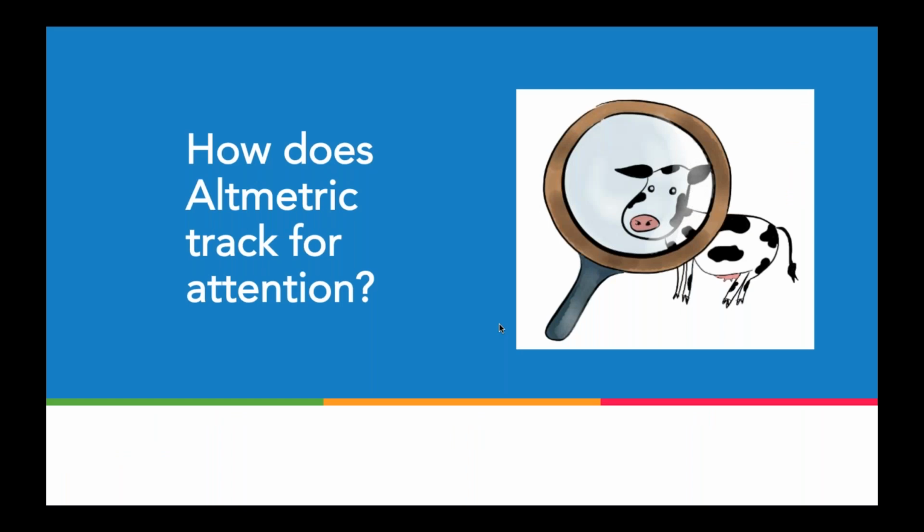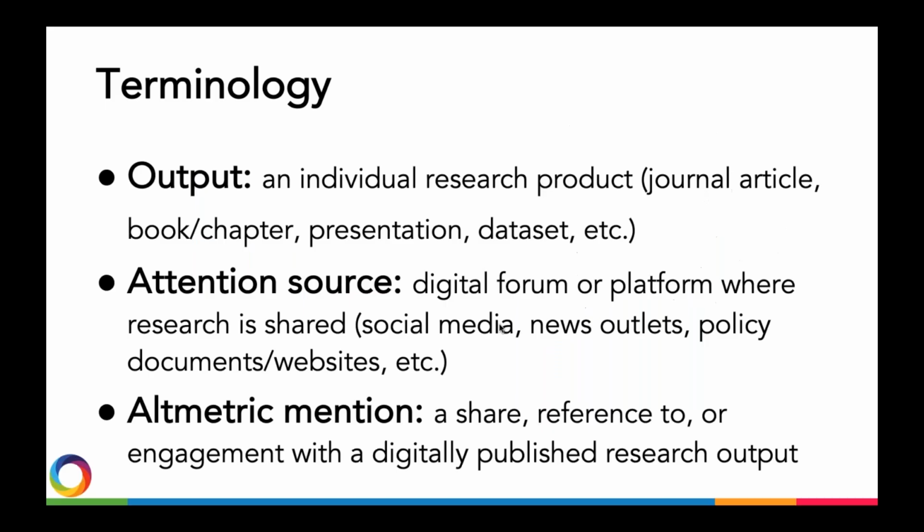So how does Altmetric actually track for this kind of attention? First of all, I think some terminology is key here. So I will say the word output a lot, and that is literally referencing some kind of individual research product. And that is mainly a journal article or a book chapter, but it can also extend to other types of scholarly products, such as presentations or even dissertations and theses, data sets, even media files.